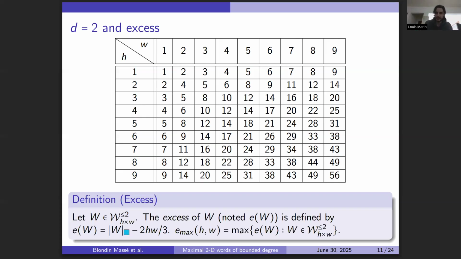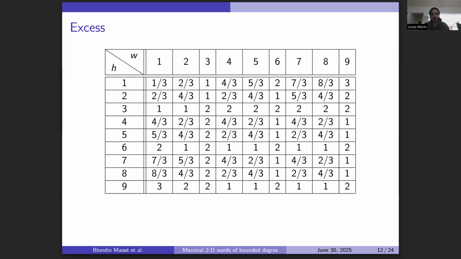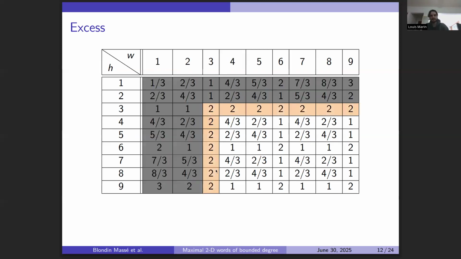If you do this and you look at the table, maybe some patterns start to pop up. First of all, we can see that for one of the dimensions being equal to 3, after a while, after reaching 3, the excess stays at 2. It is continually at 2. And for the higher dimensions, we can see a periodicity in the excess, which means that this square repeats itself indefinitely.